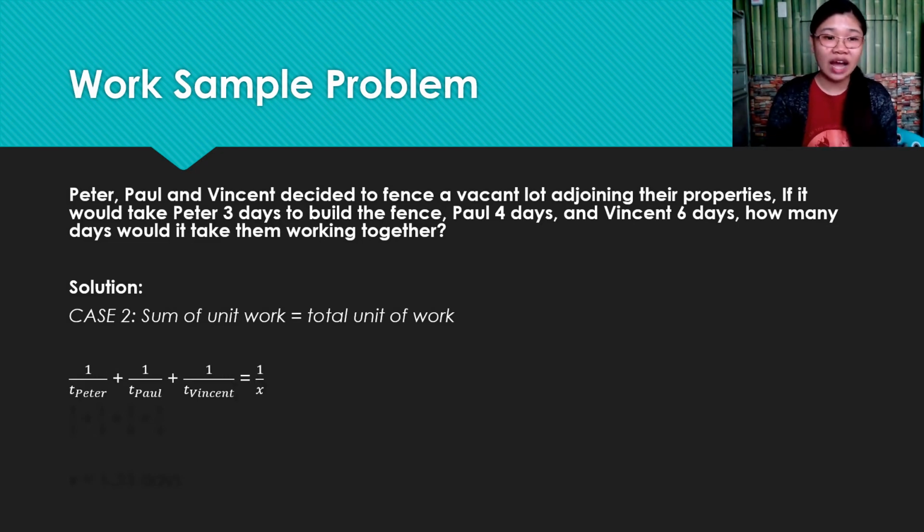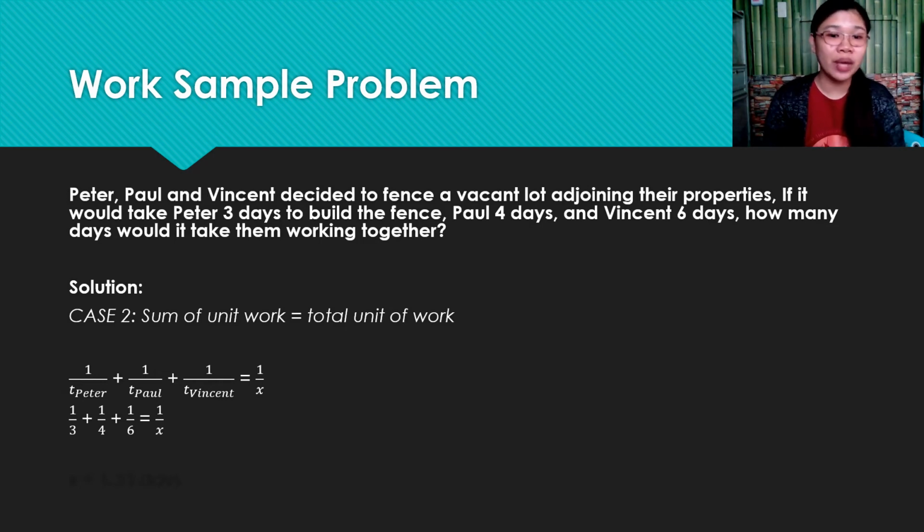So we have 1 over the time of Peter working alone, plus 1 over the time for Paul working alone, plus 1 over Vincent working alone, is equal to 1 over X, wherein X is the number of days they will take to finish the work by working together. So we only have to substitute 3 for Peter, 4 for Paul, and 6 for Vincent.